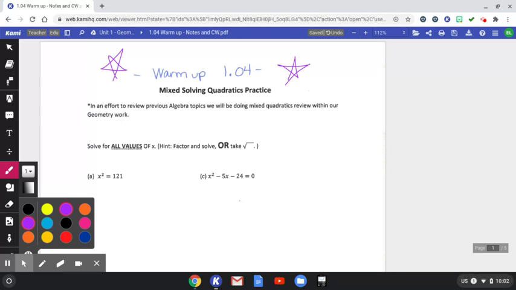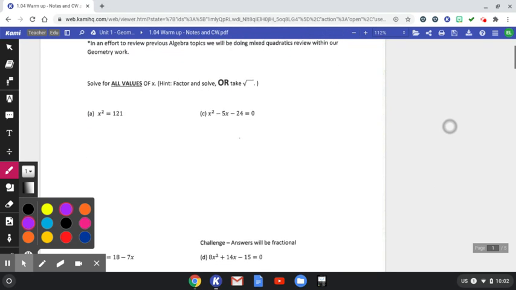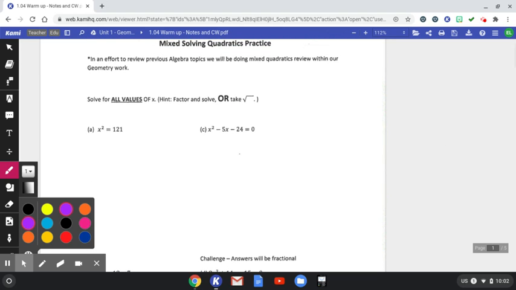Mixed solving quadratics practice. In an effort to review algebra topics, we're going to do some mixed quadratic review. Directions say solve for all values of x. All values, meaning when we have an x squared, like x squared equals 121, there will always be two values of x for our answer. So a little hint I have here is to factor and solve.